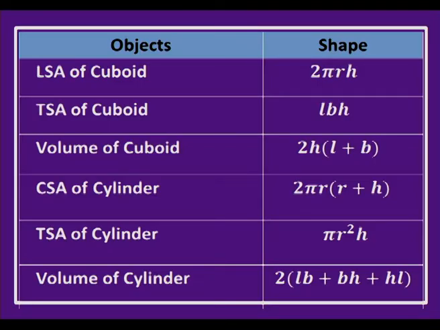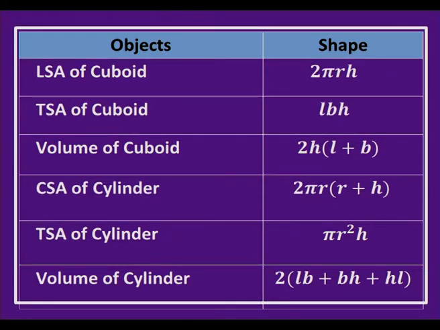So before we go into our session children, let us quickly recap what we have learned in our previous session. Now here you need to find out the formula for LSA, TSA of cuboid as well as cylinder. Now the first one is LSA of cuboid. What is the formula children? That's right. It is 2h into L plus B.